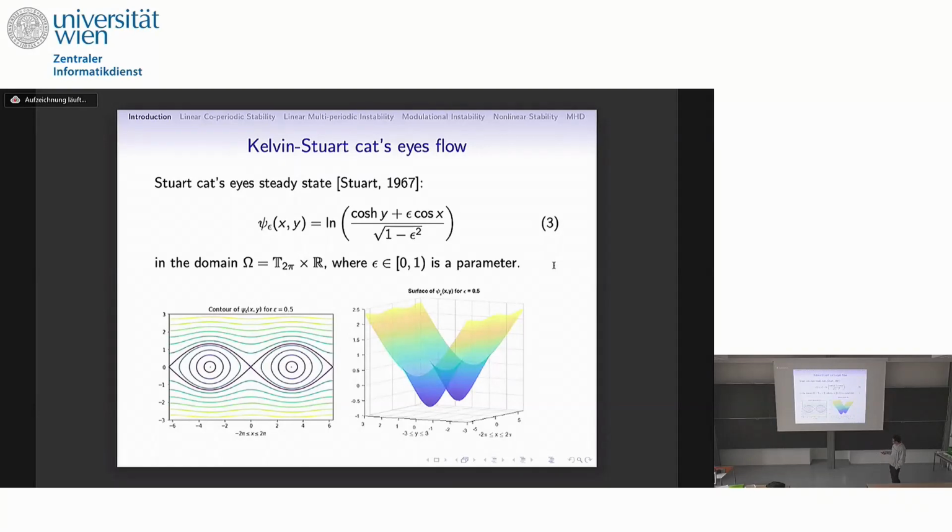This is called Stuart's vortex solutions because this was first written down by Stuart in 1967. But actually, we're going to see that this solution was discovered by plasma physicists even before Stuart. We're going to see some history.